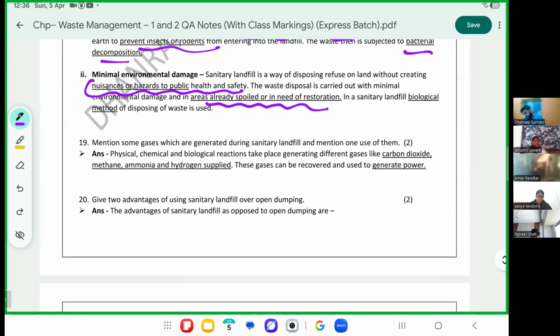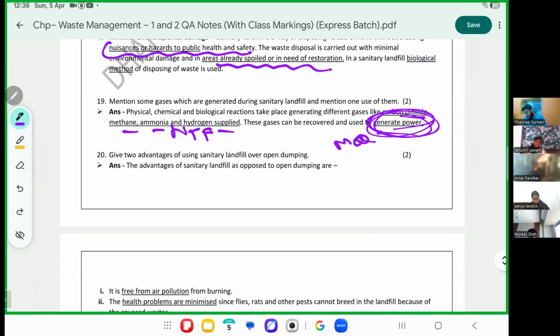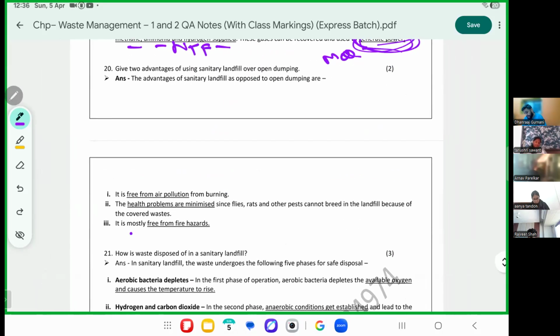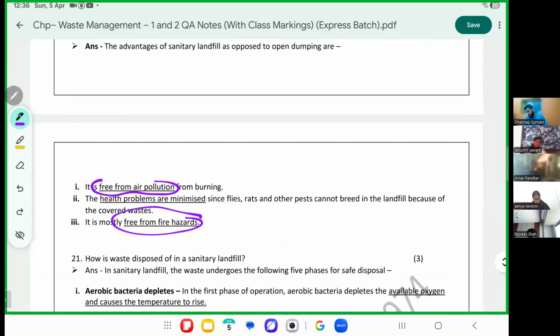Name the following gases: CO2, methane, ammonia, H2S. They can be used to generate power. Circle that again, MCQ. What is the advantage of sanitary landfill? It is free from air pollution. It is free from fire hazards.